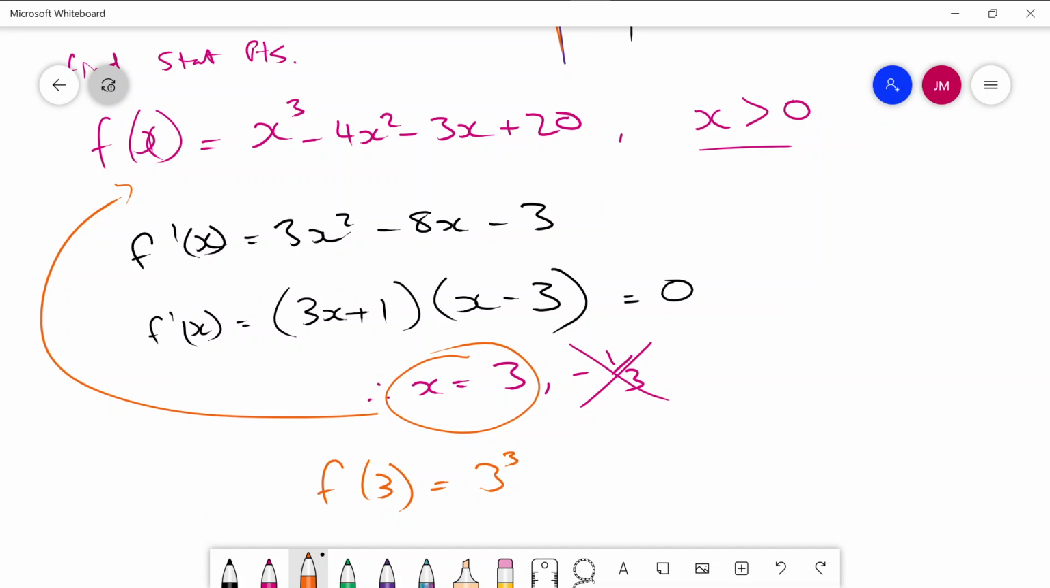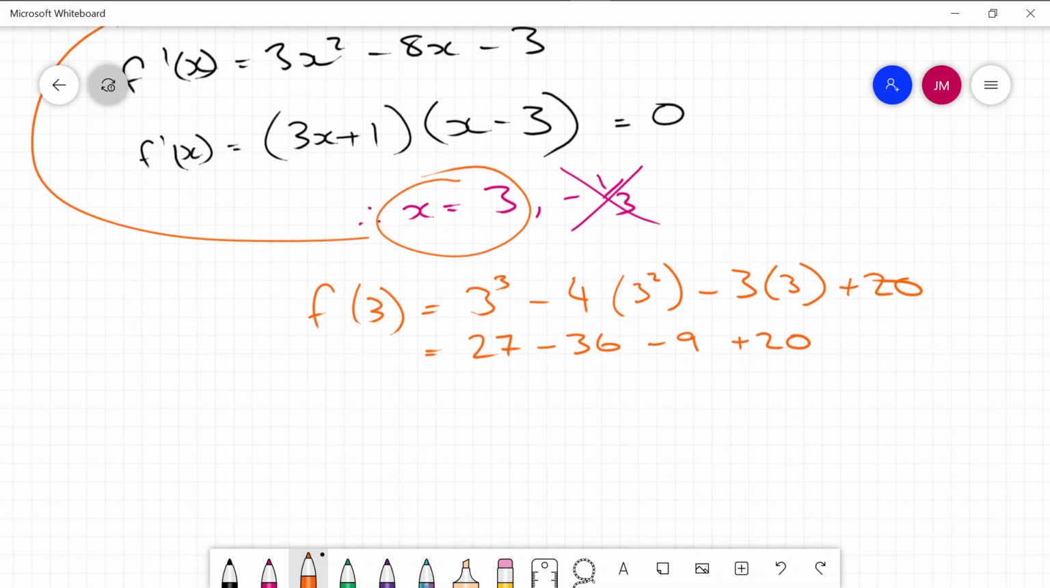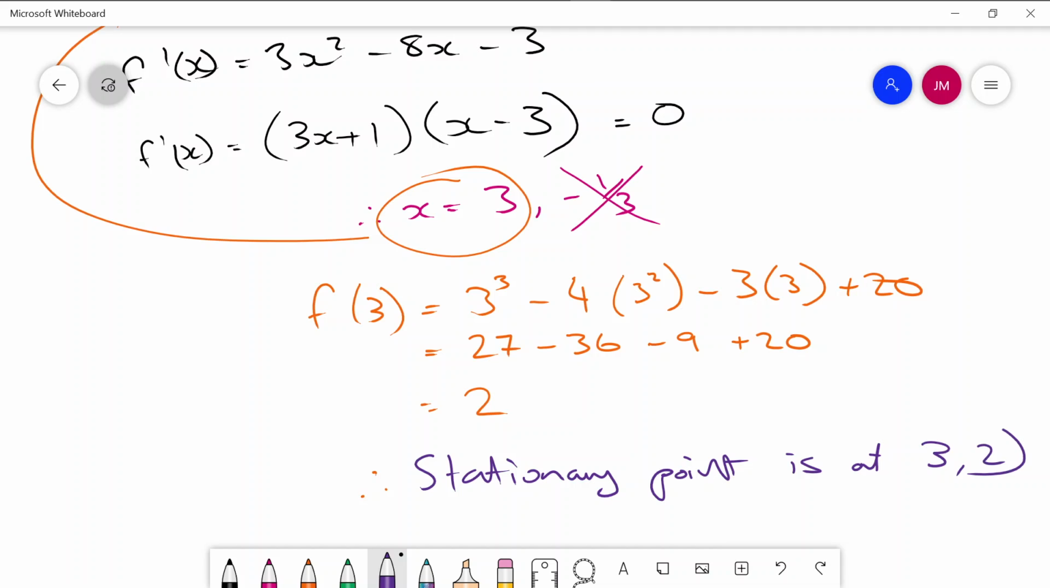So we'd have 3 cubed minus 4 times 3 squared minus 3 times 3 plus 20. So we'd get 27 minus 36 minus 9 plus 20. That gives us negative 9 minus 9 plus 20, which gives us 2. So therefore, the stationary point is at our x value of 3 and a y value of 2.